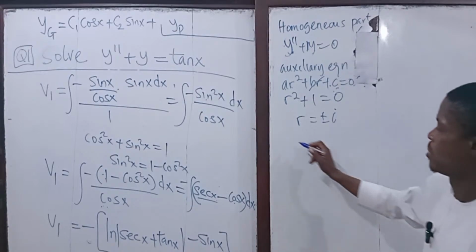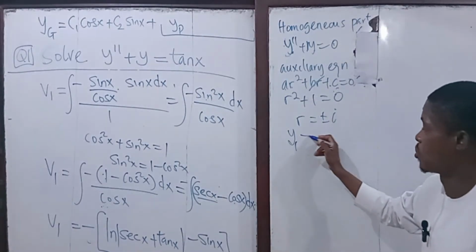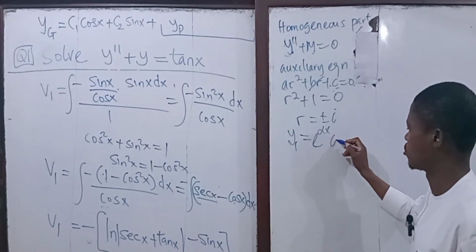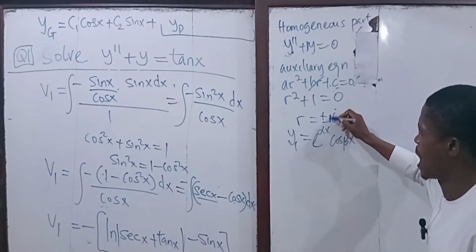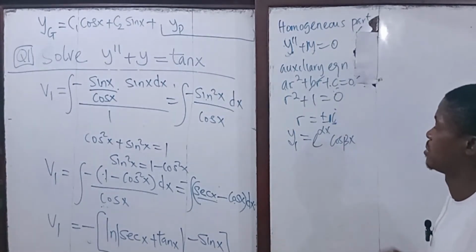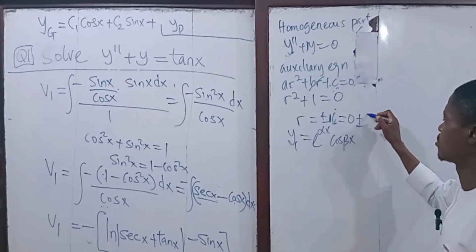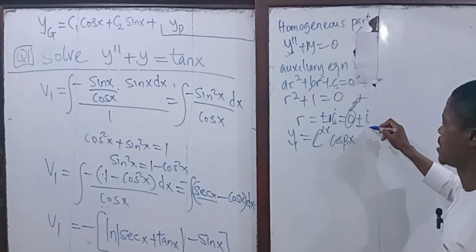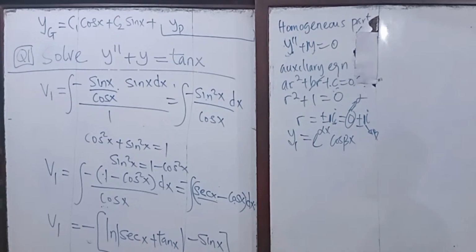That will give you the solution of the auxiliary equation, which has this form: e to the alpha x cos beta x. The beta is the attachment to your complex i, which is 1. The coefficient of i is 1. This can be written as 0 plus or minus i. So this is the alpha, and the coefficient of i is your beta in this case.